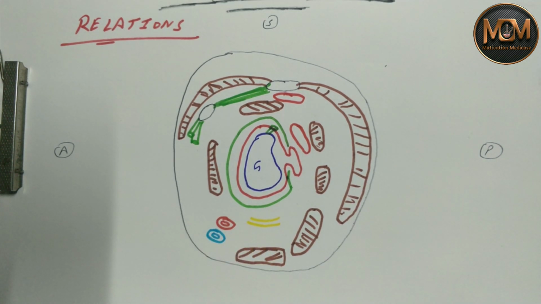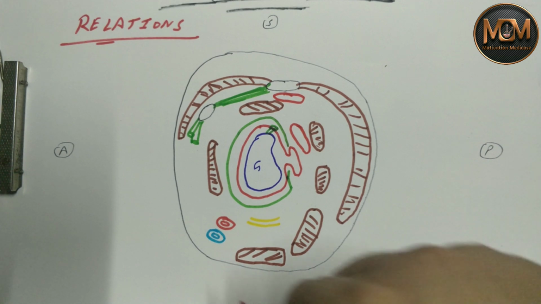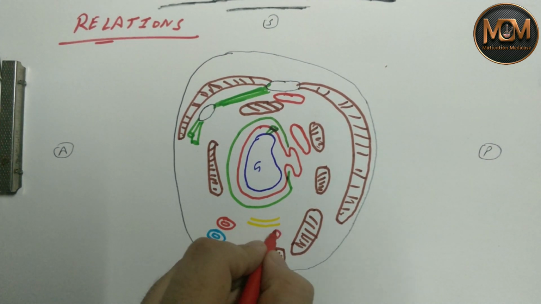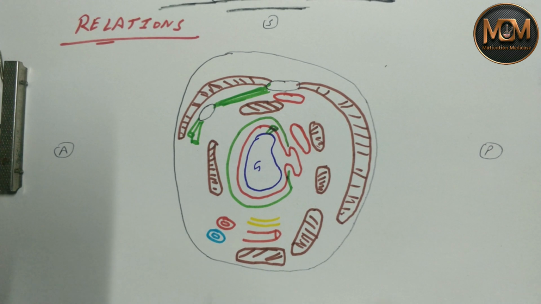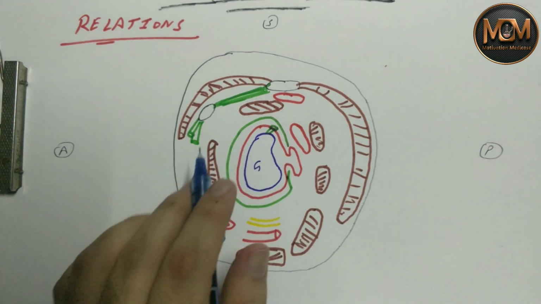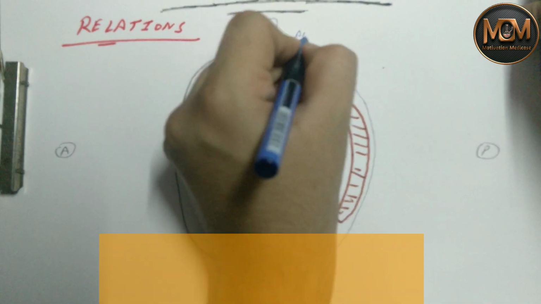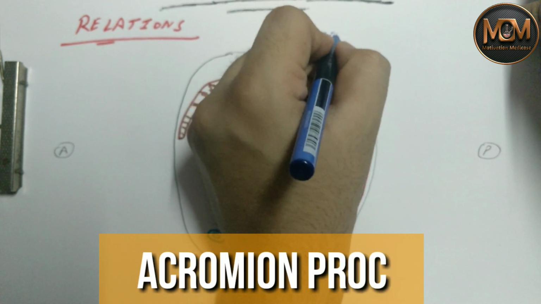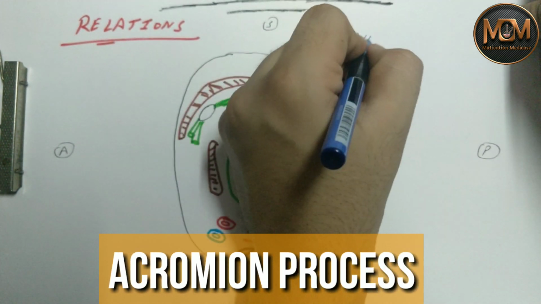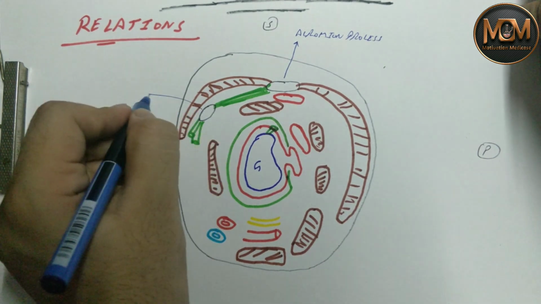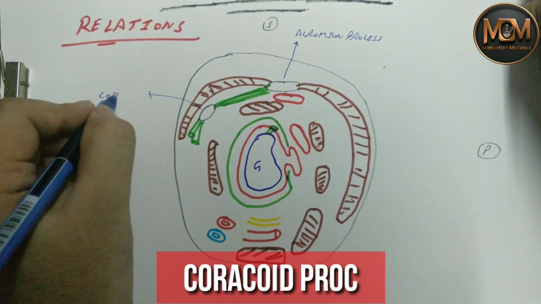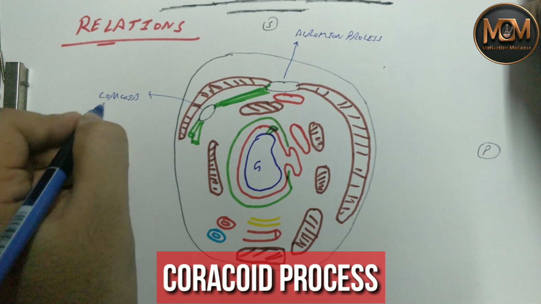You have to remember just one more artery that is present, that is posterior circumflex humeral artery. This artery you have to remember, although you know all the structures. Now we'll write down the name of these structures. See, this is our acromion process. Acromion process. This is our coracoid process. Coracoid process.